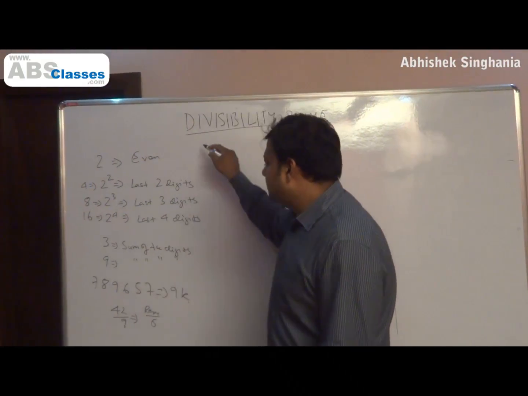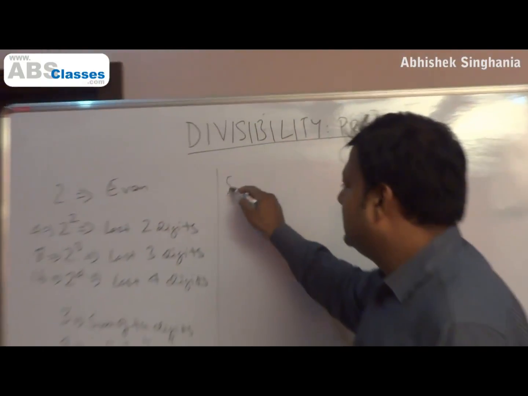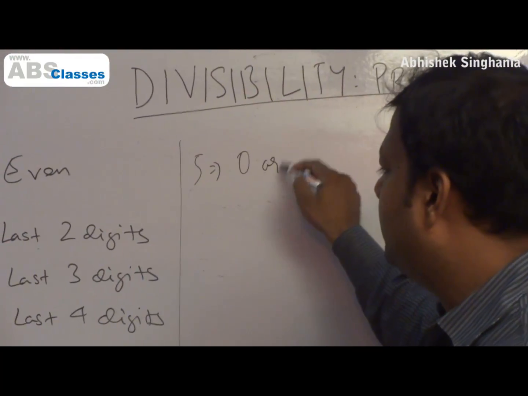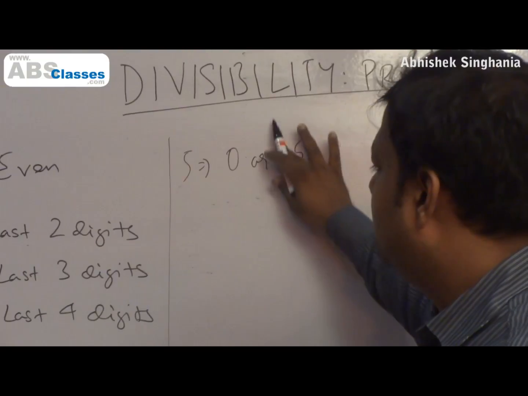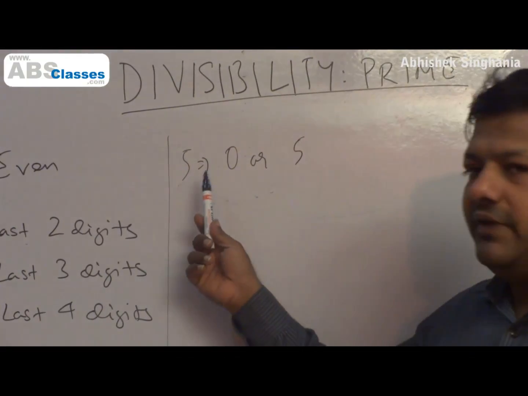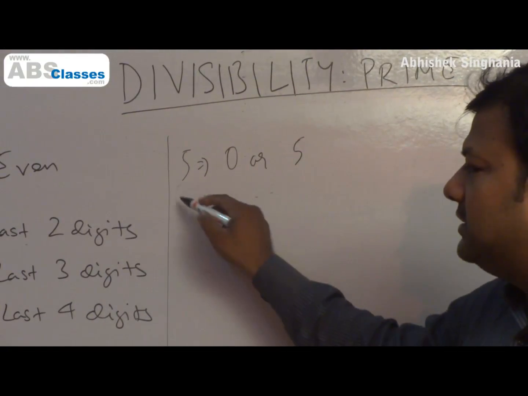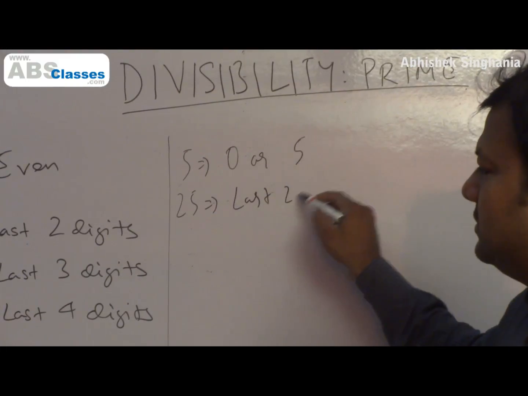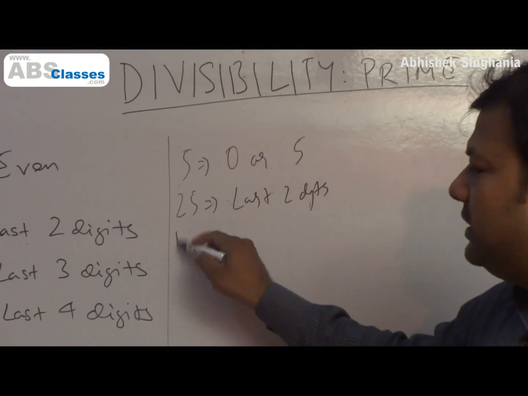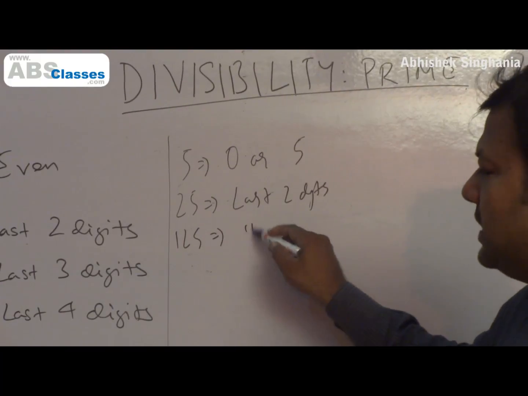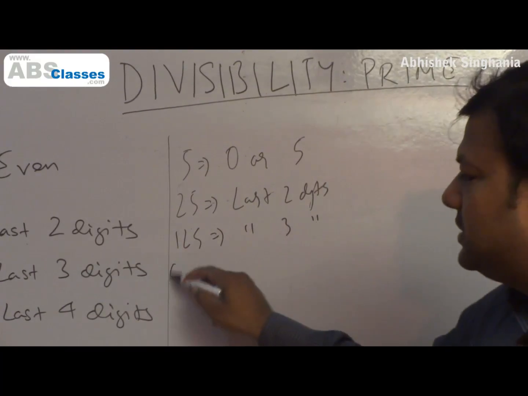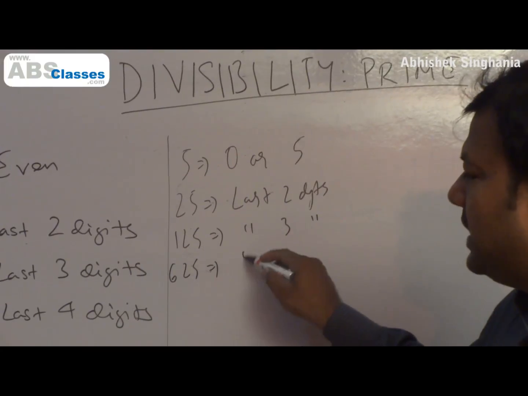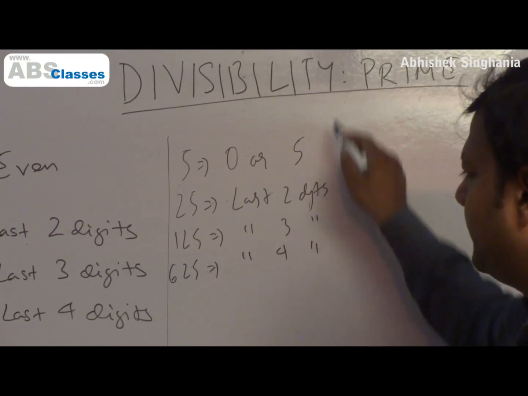5 again is very simple. I am sure all of us understand this. The last digit is 0 or 5. So as in the case of 2, if 5 can be decided by the last digit, then 25 can be decided by the last 2 digits. The 125 divisibility rule is last 3 digits. The 625 divisibility rule is last 4 digits, and so on. Okay.